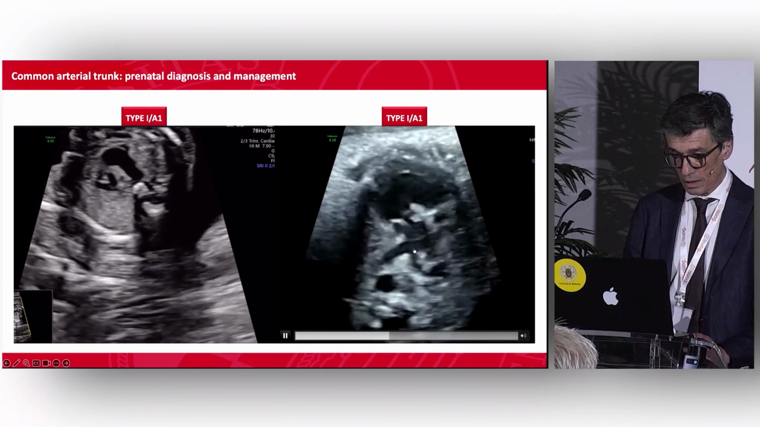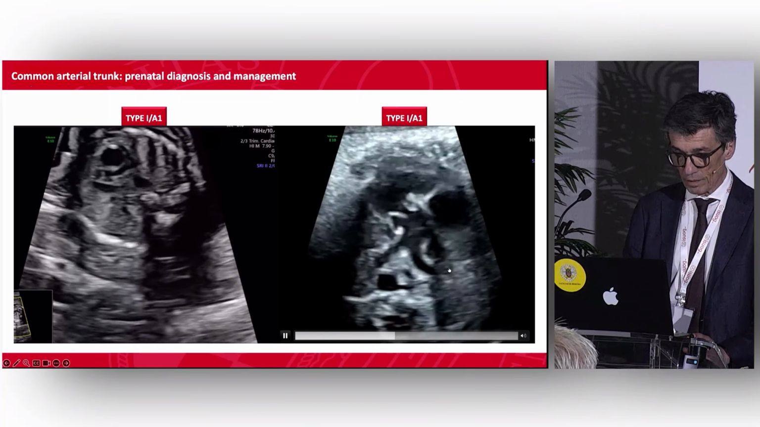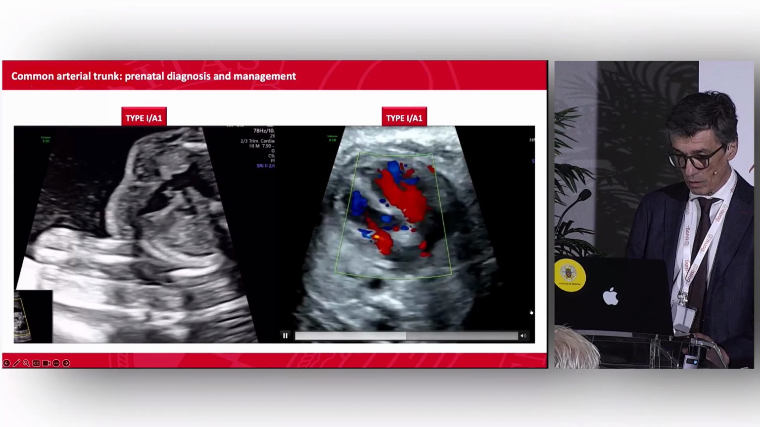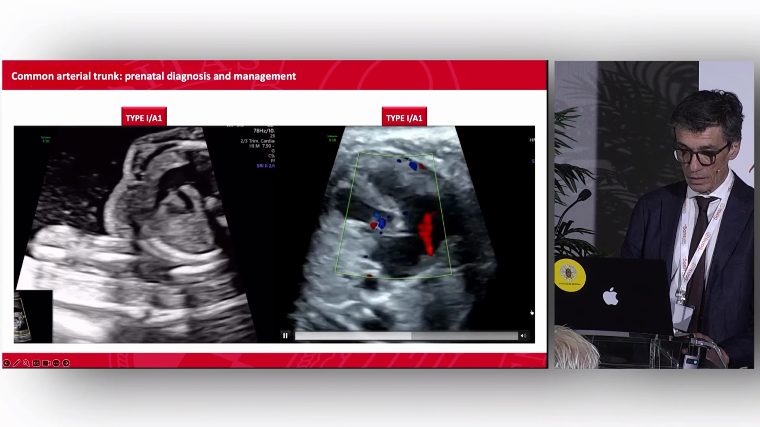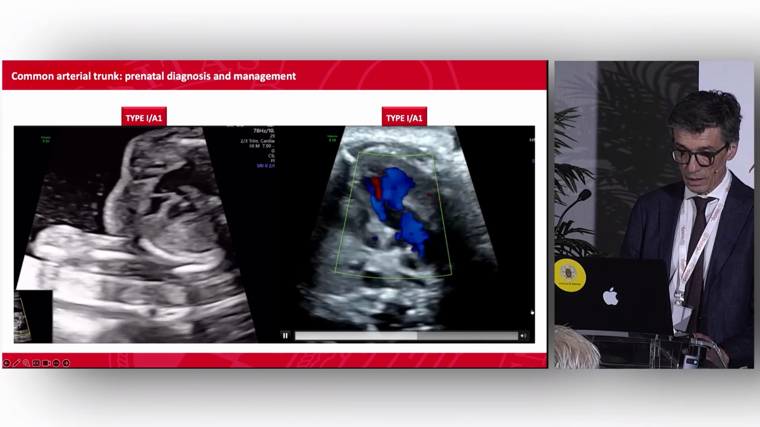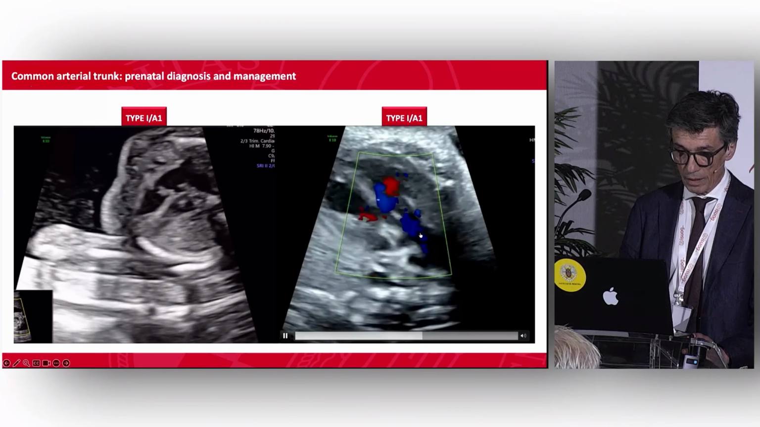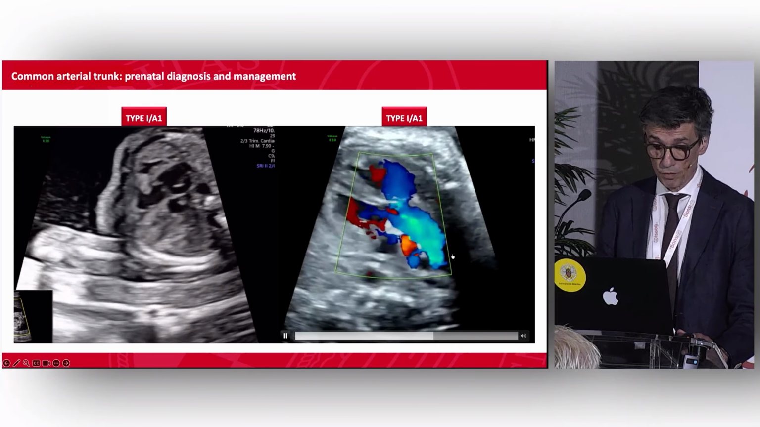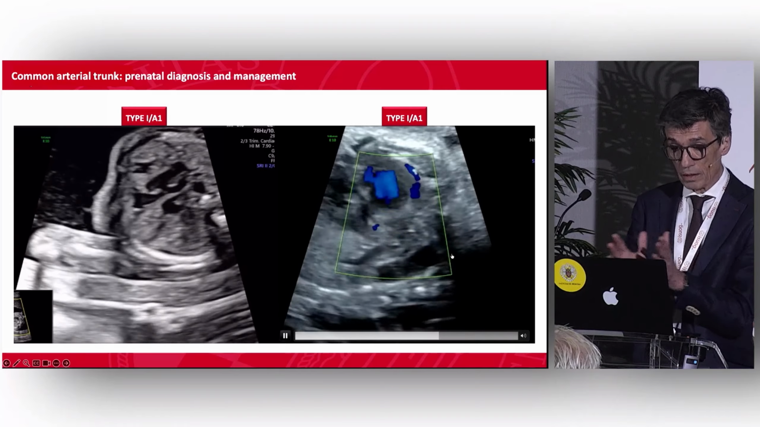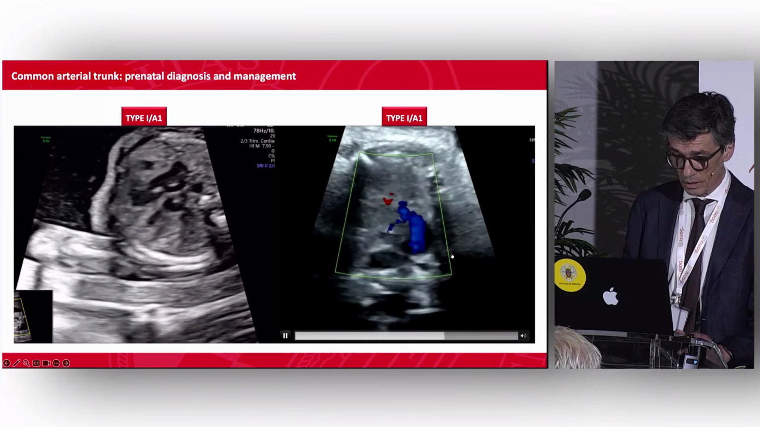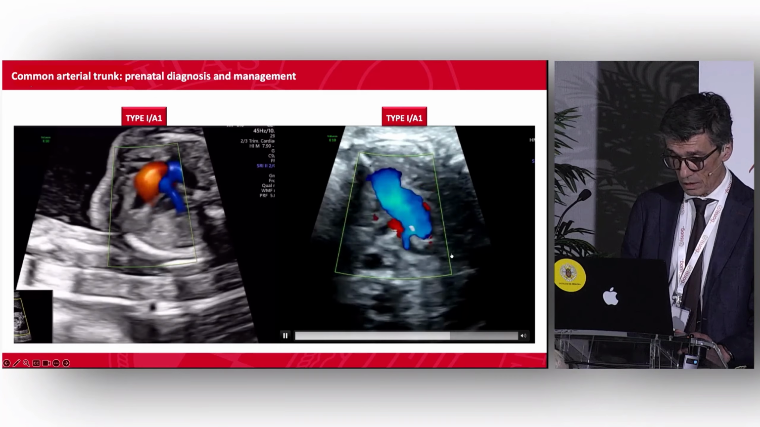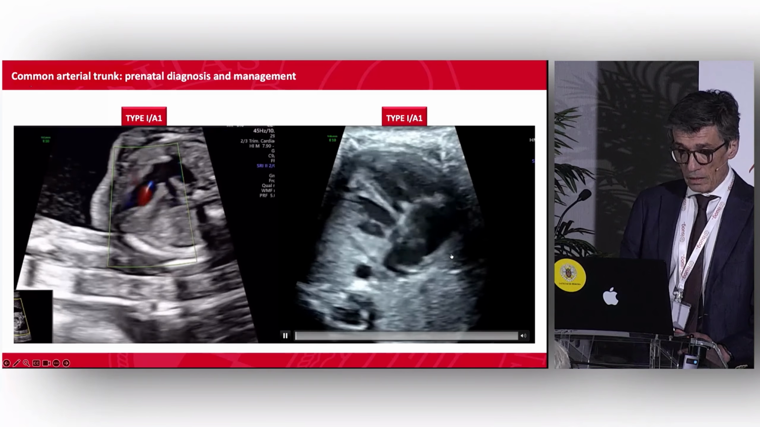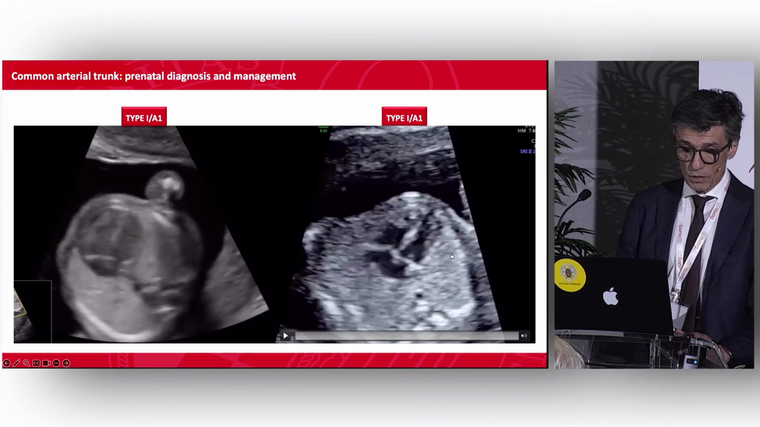And we have here the two branches, the right branch and the left branch of this type 1 common arterial trunk. And once again, we explore with color Doppler how the trunk fills from receiving blood flow from both ventricles. That explains also why this large single vessel is so large. This can be detected in the first weeks of pregnancy.